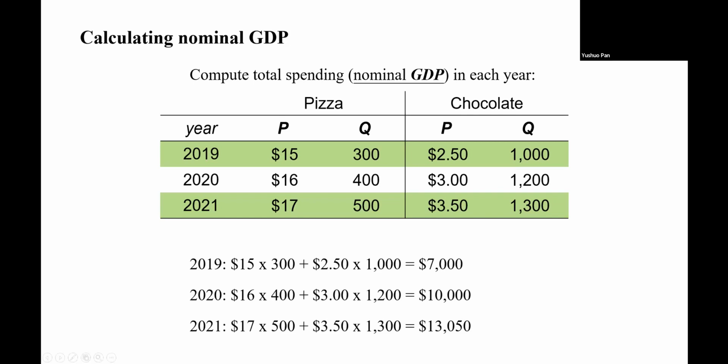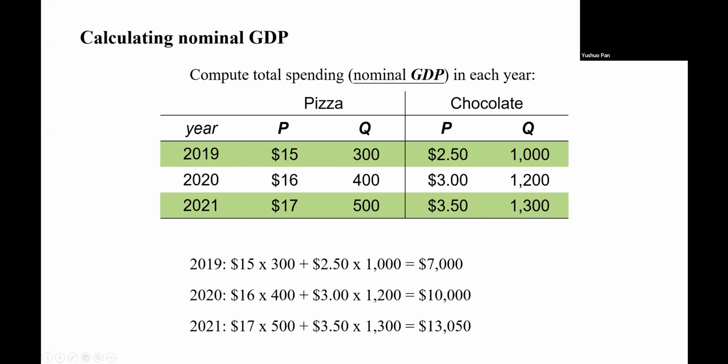So this is easy, right? Since this asks you the nominal GDP, you are going to use the price in that specific year. So when you calculate nominal GDP in 2019, you should use the price only in 2019. So 15 times the quantity, price in that year times the quantity at 7,000. Price in 2020, price in 2021, the same. So you have three different numbers.